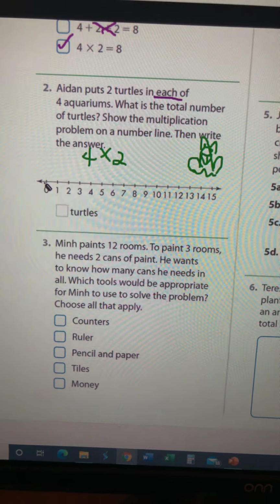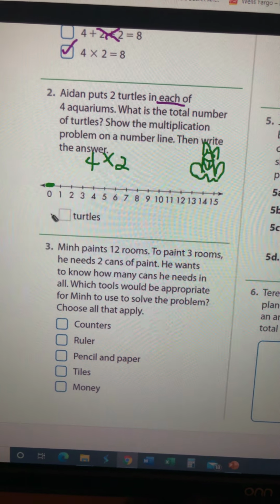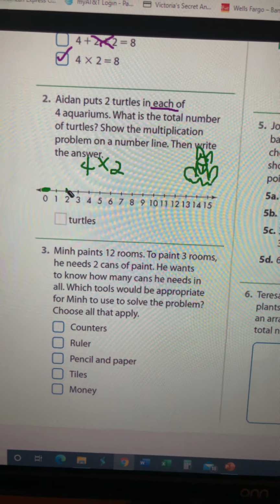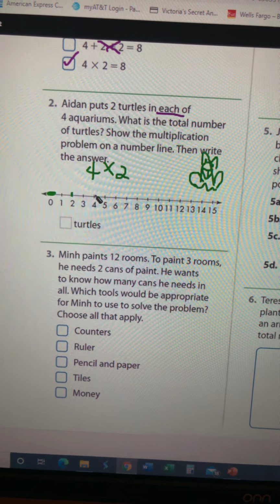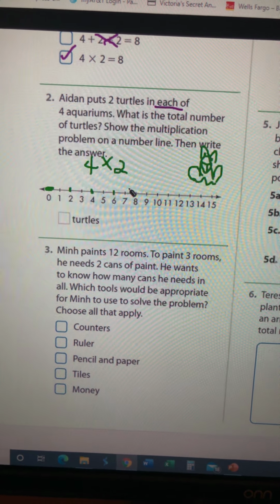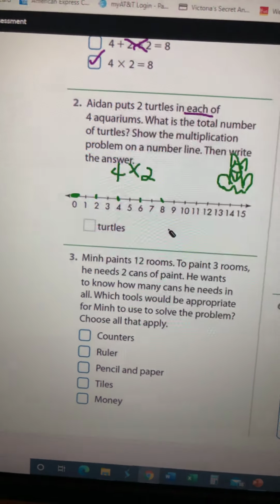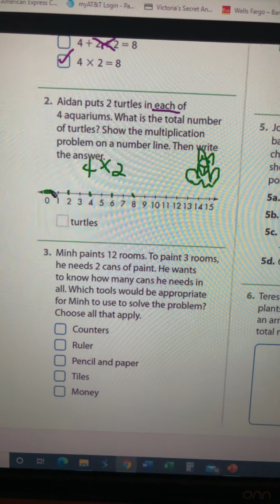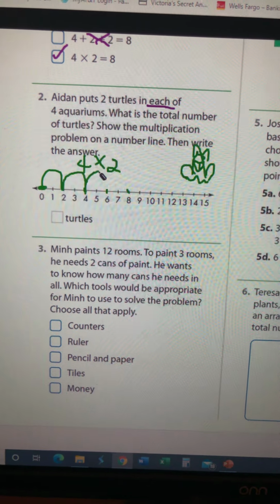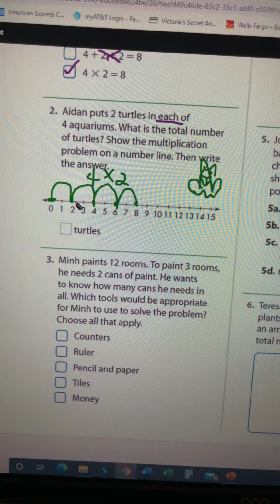Okay, you always start at 0. And you don't say 1 because 0 is not 1. You say 1, 2, put a dot. 1, 2, put a dot. 1, 2, put a dot. 1, 2, put a dot. And I think I drew 4 dots. So let's go ahead and make sure we hop 4 times. 1, 2, 3, 4. And you always have to make sure it's equally spaced.